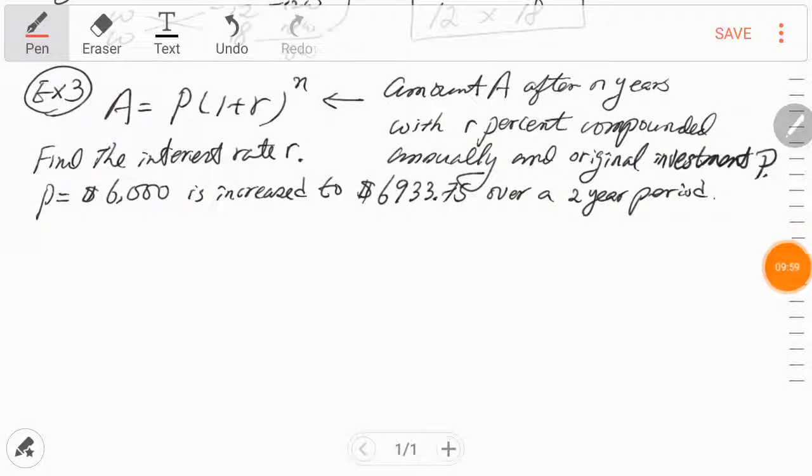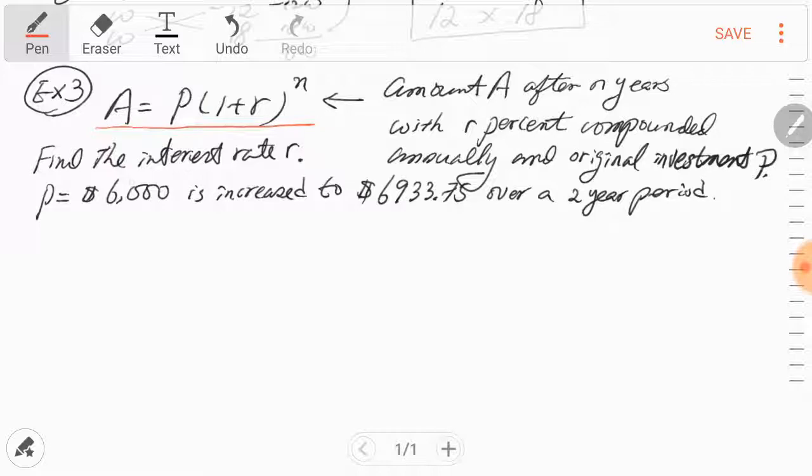Okay, this example is related to compound interest rate. So the amount after n years with R% compounded annually. So the annual compound interest rate is R%. And with the original investment, the principal is P, this is the formula for the total amount after n years with the annual compound interest rate R and the principal P. A equals P times 1 plus R to the nth power.